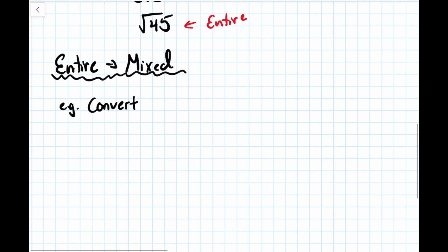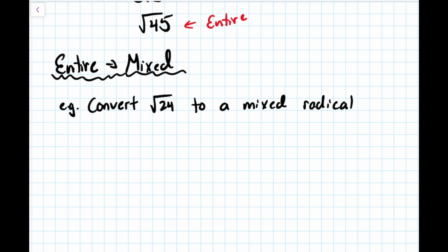So let's say we wanted to convert the square root of 24 to a mixed radical. You can kind of think of radicals as being sort of like fractions. They're not, but they do have some similar properties. So converting this to a mixed radical is kind of like turning a fraction into a mixed number. Again, it's not, but it's just sort of the same thought process.